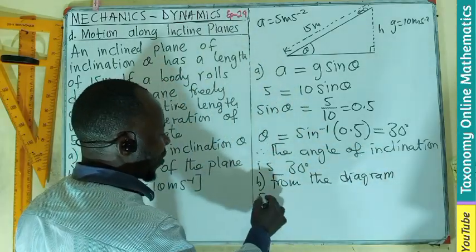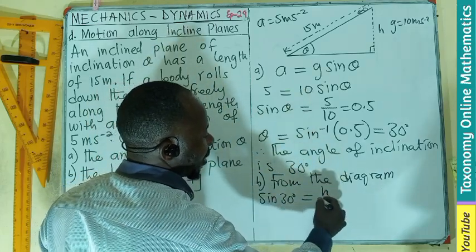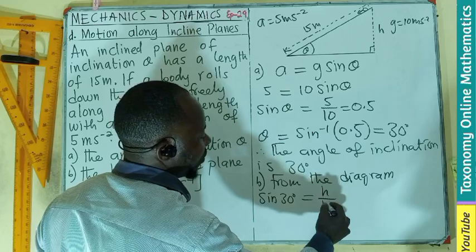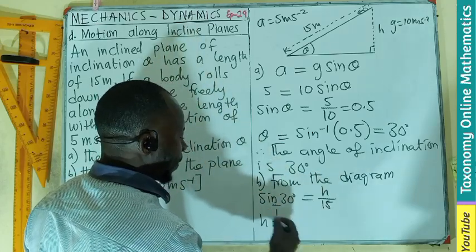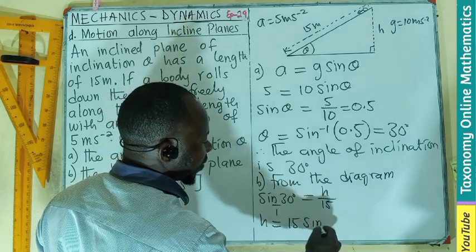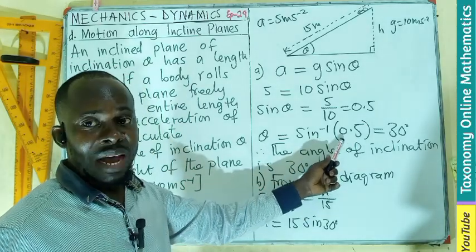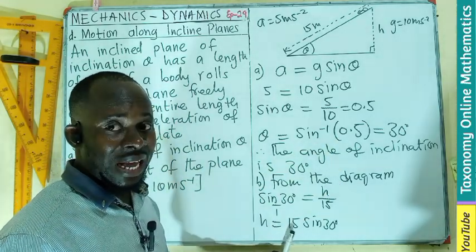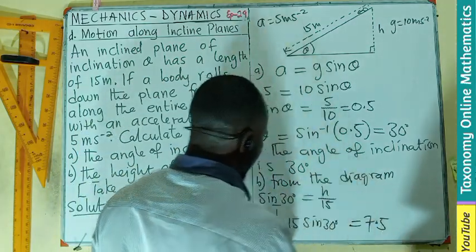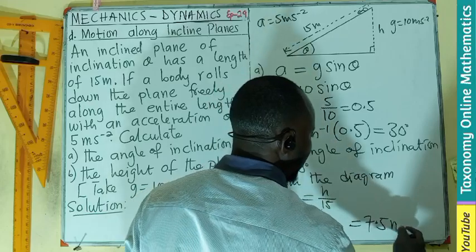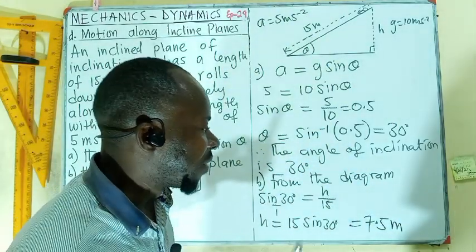we can have the sine of the angle 30 degrees equals h divided by 15. So if you cross multiply, h becomes 15 sine 30 degrees. Remember, sine 30 is 0.5. So 0.5 is half, and half of 15 will give you 7.5. It's a height, so this is going to be in meters. So the height of the plane is going to be 7.5 meters.